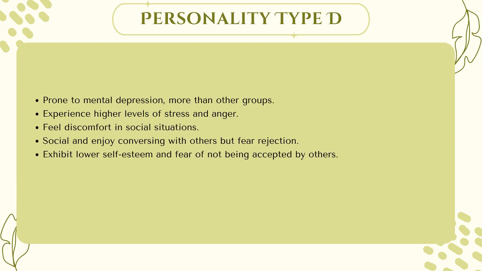Then personality type D. They are usually affected by mental depression more than other groups. They are stressed and get angry more than others. They don't feel comfortable with others. They are social and like to converse with other people, but they fear that their behavior will not be accepted by others. They have less self-esteem, and this leads to the fear that they will not be accepted by others.